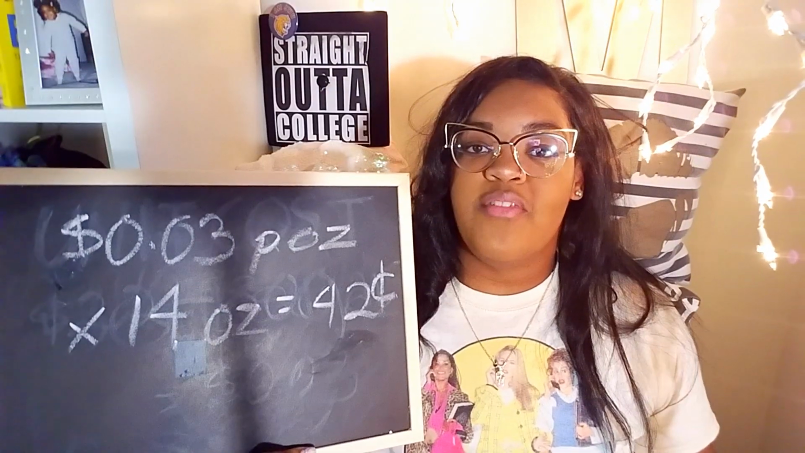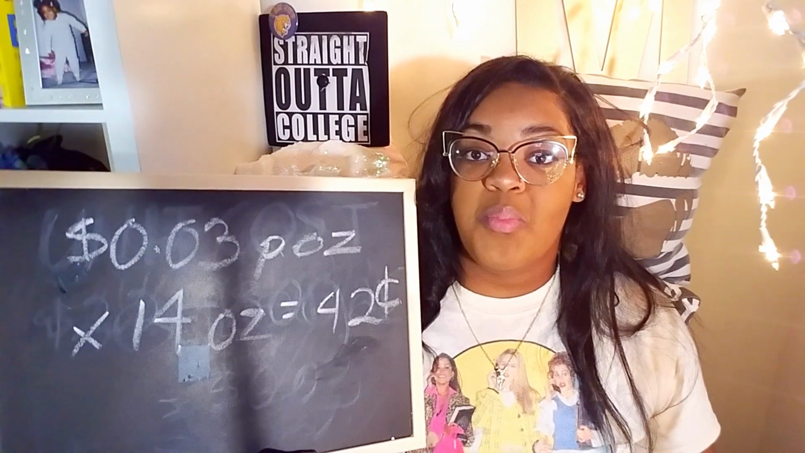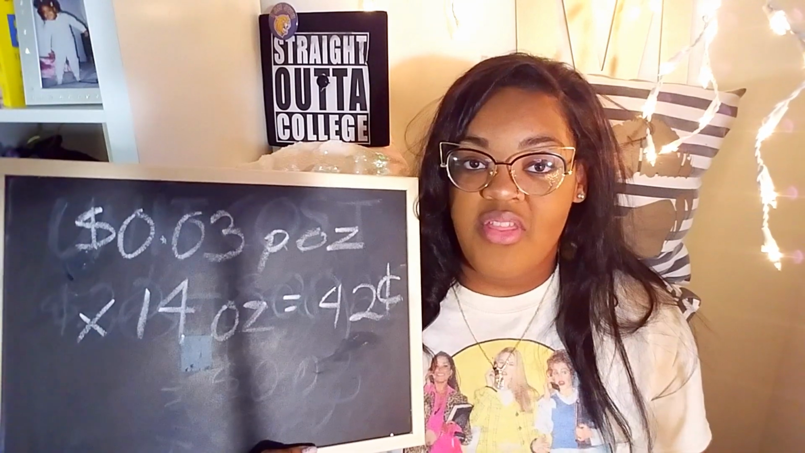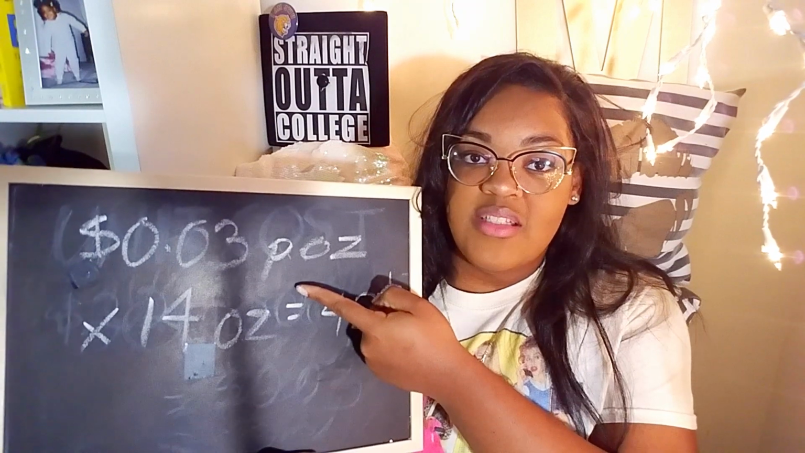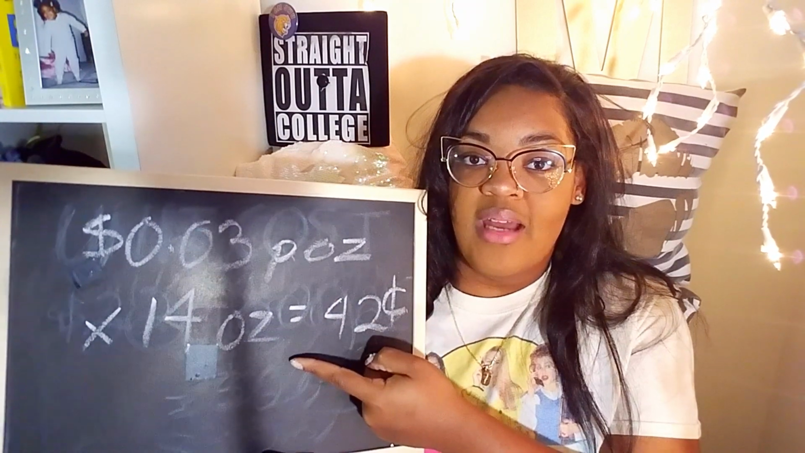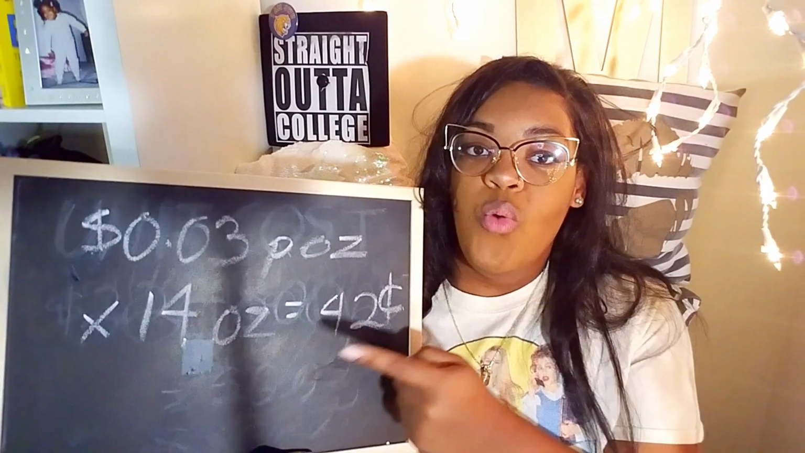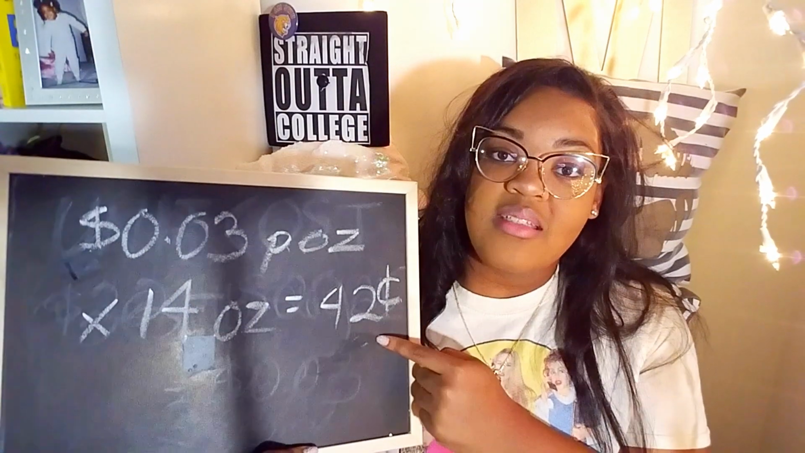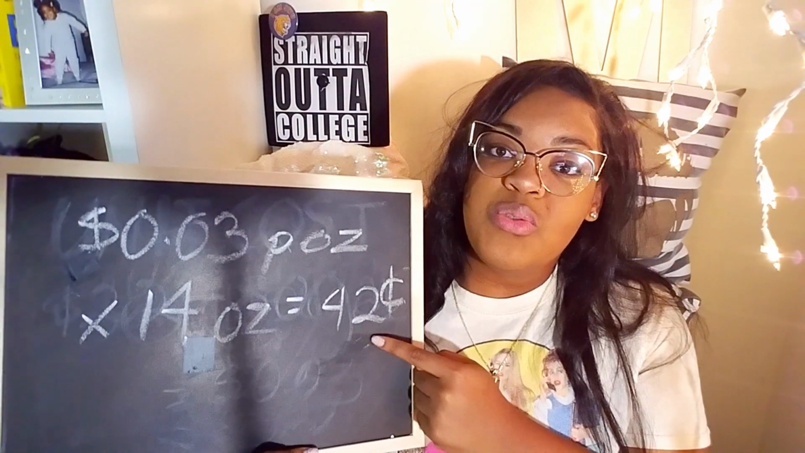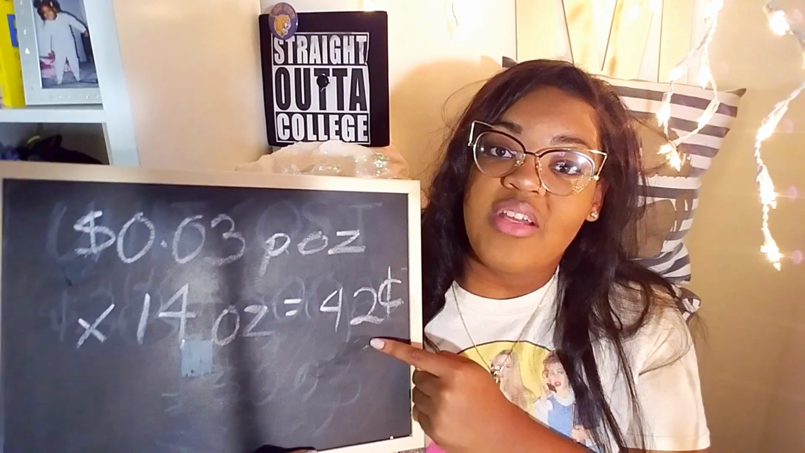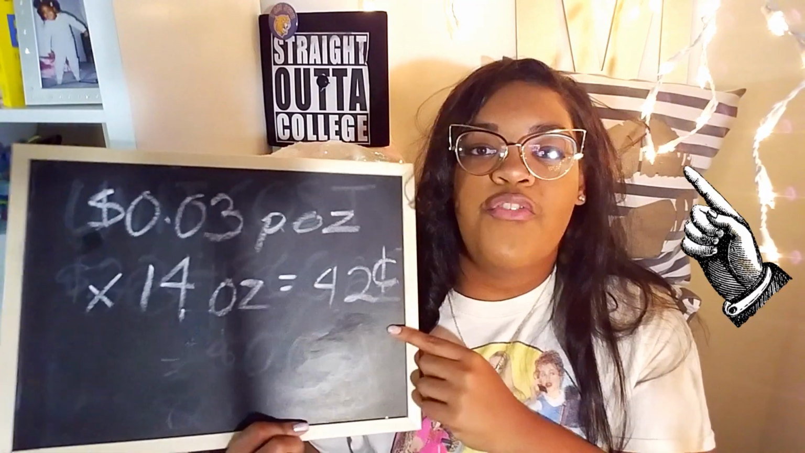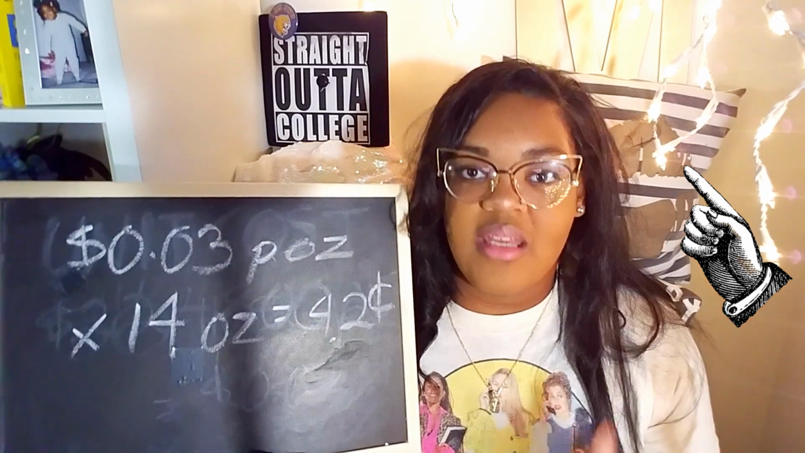I know that I use about 14 ounces of sugar per recipe. The math for that would be 3 cents per ounce times the 14 ounces that I use in each recipe, which gives me 42 cents. That means that I use 42 cents worth of sugar in every 8-inch cake. This is the formula that you would use for every single ingredient in your recipe.